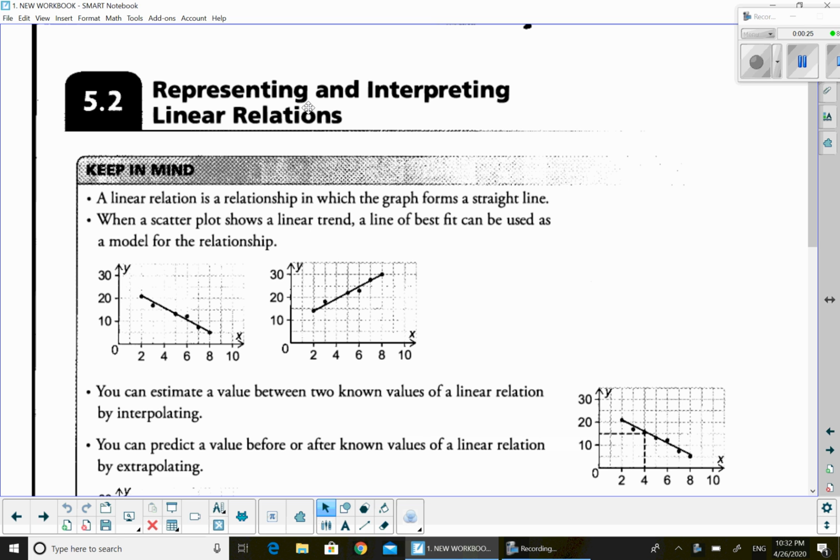When we're talking about linear relations, we are looking at relationships that have a line of best fit that is a straight line. That's what we mean. If you look at the two examples here, there's a scatter plot and then there's a line of best fit that's fitted in there, and it's a straight line. Same thing here, you have a bunch of points, a scatter plot, and then a line of best fit that's also a straight line. What you can see is that these two are different.